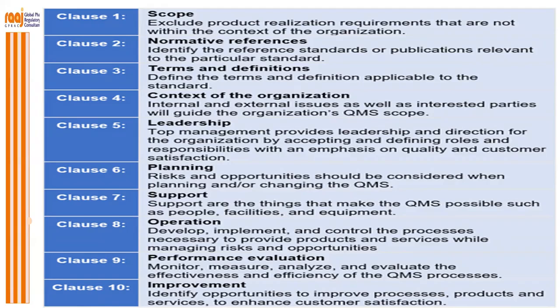Clause 7 talks about the support. Support is the things which make the quality management system possible, such as what we are getting from people, the facilities, the equipment. So how good support we can provide with respect to people, facilities, and equipment, we have to discuss under clause 7.